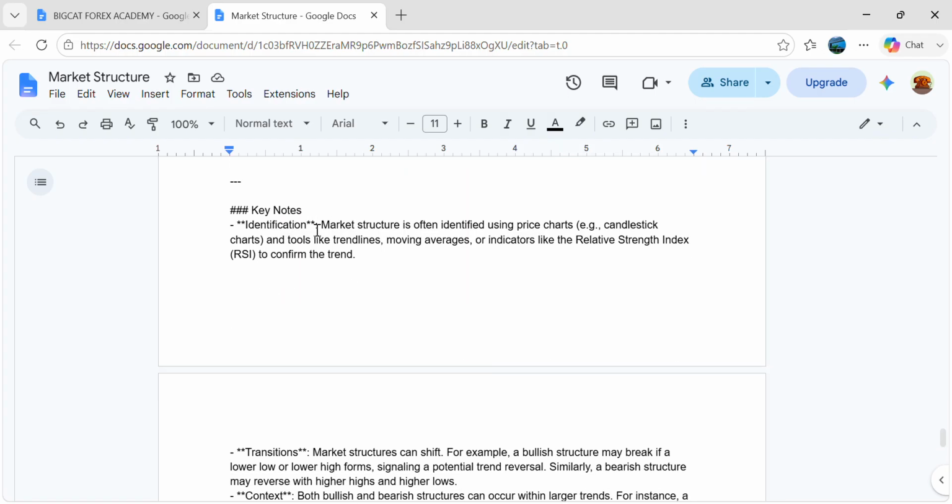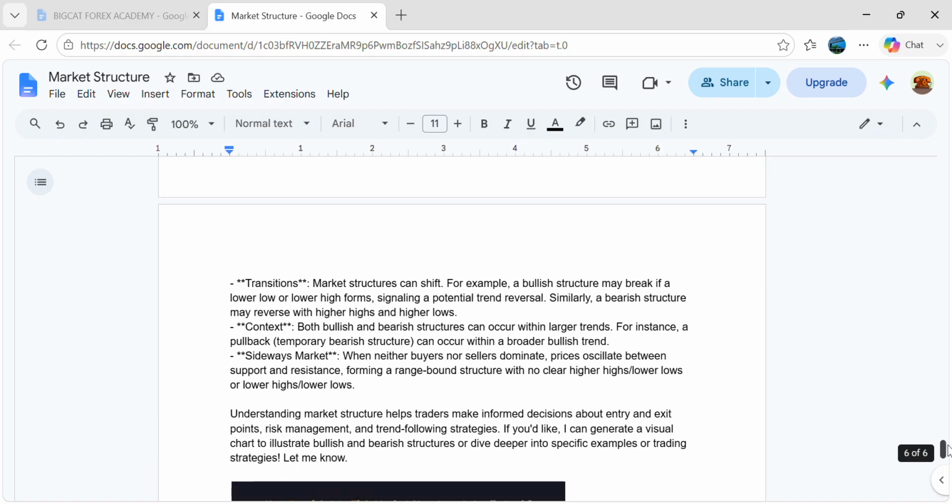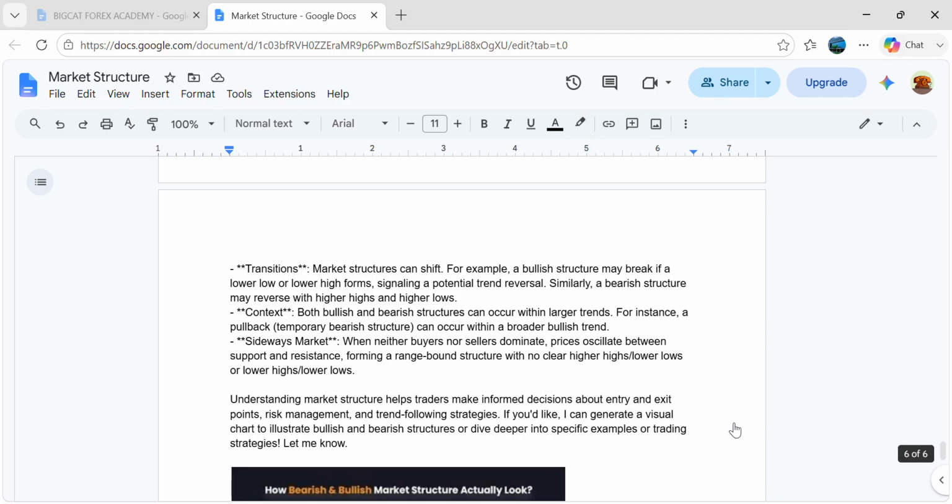Market structure is often identified using price charts, candlesticks, and tools like trend lines, moving averages, or indicators like the relative strength index (RSI) to confirm the trend. Yeah, this one is going to be later, maybe when you join the inner circle.